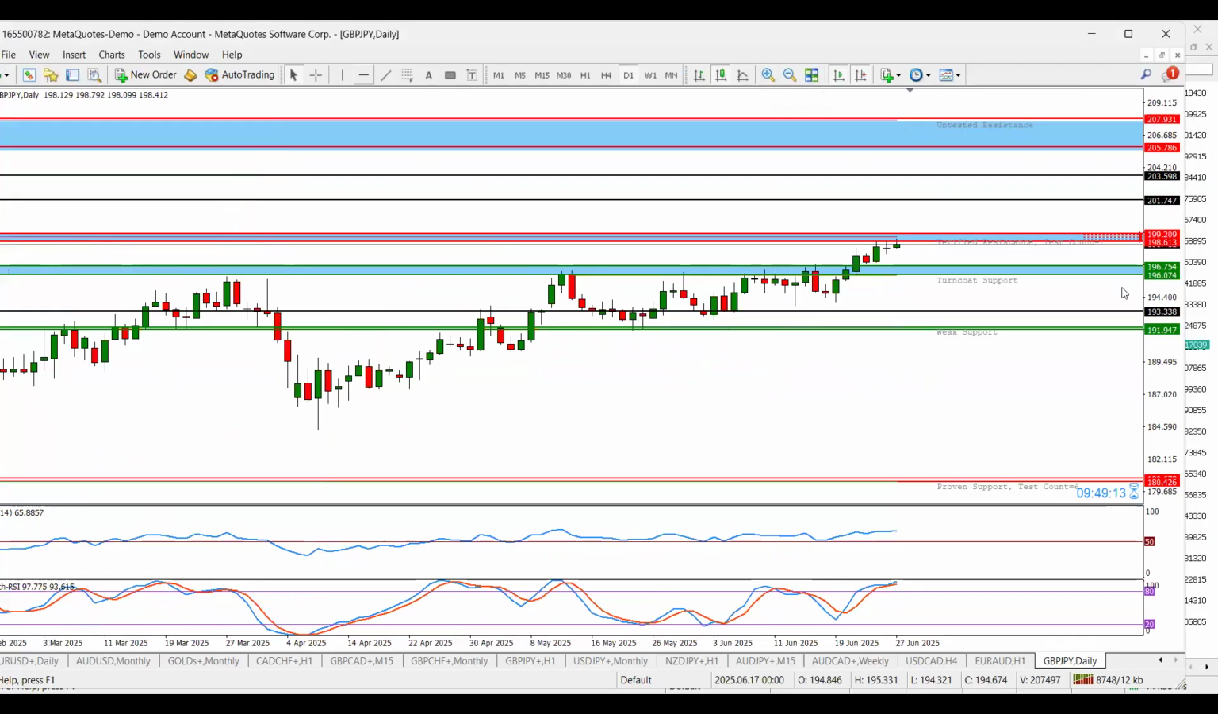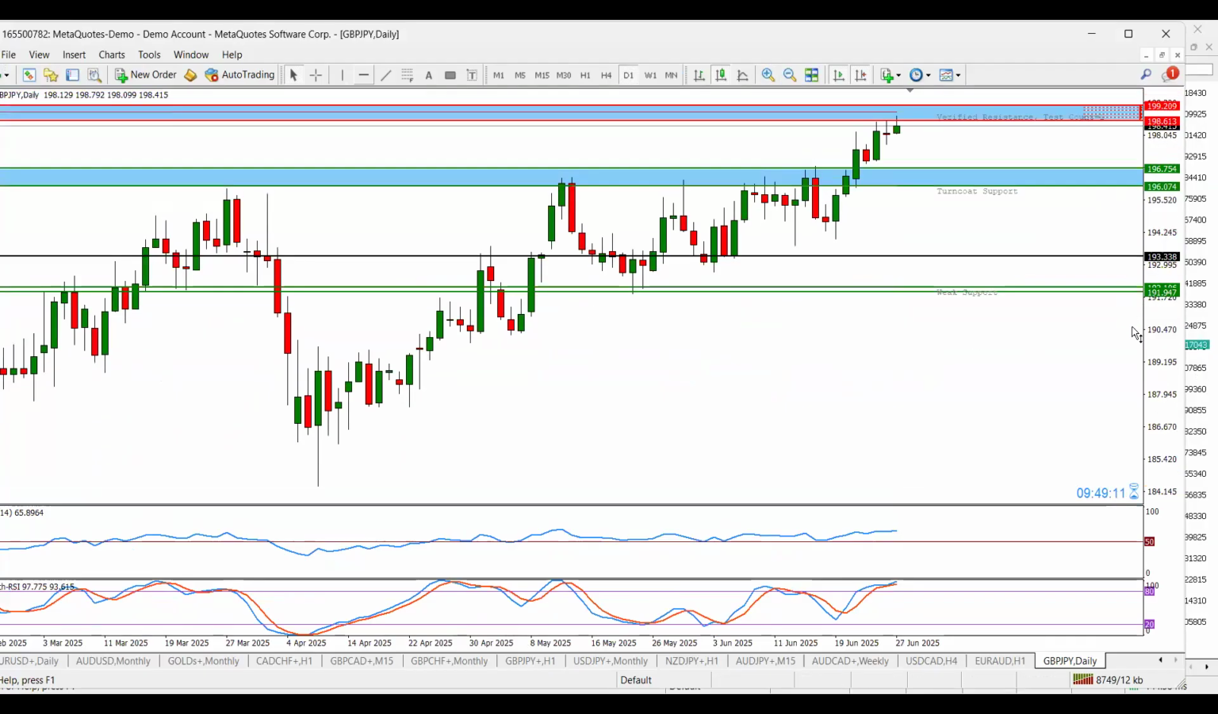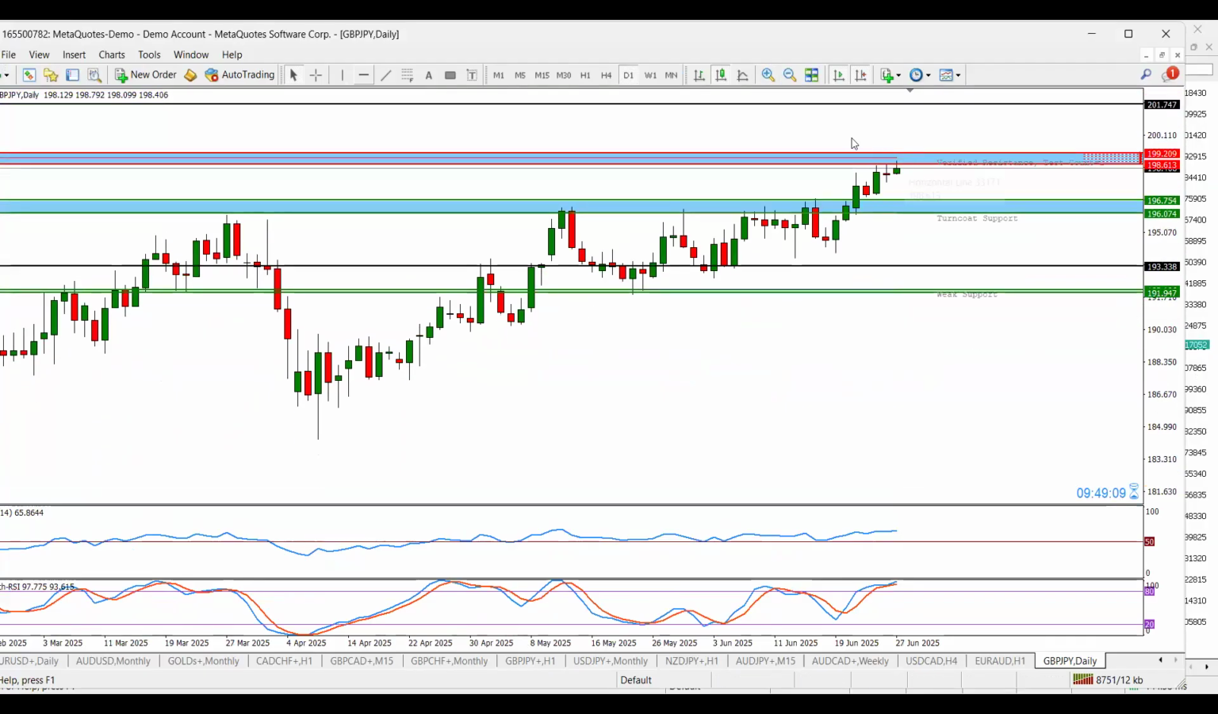They are waiting for what? For price to do what? To break this zone, right? Banks, central banks, hedge funds, they are waiting for price to break here, because once price breaks here, and price is currently here, right? Now price is higher.